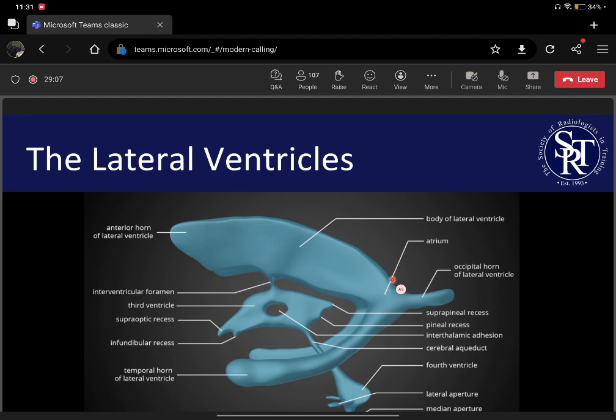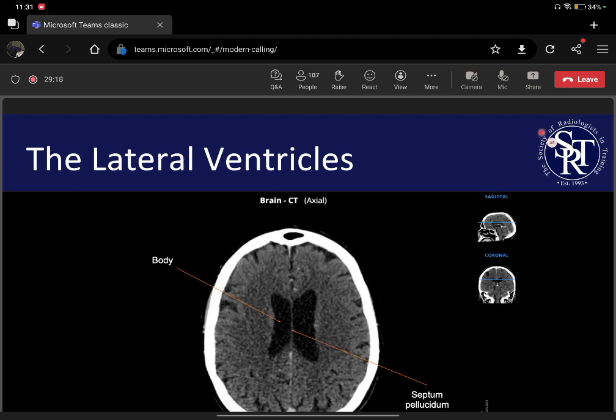This area here is called our atrium or trigone, and it's the area at the confluence of the occipital and temporal horns. So this is a CT axial image that we're now going to go through, and we can see these paired structures here. This is the body of the lateral ventricle that we can see on either side. It's separated by this thin membrane, the septum pellucidum.